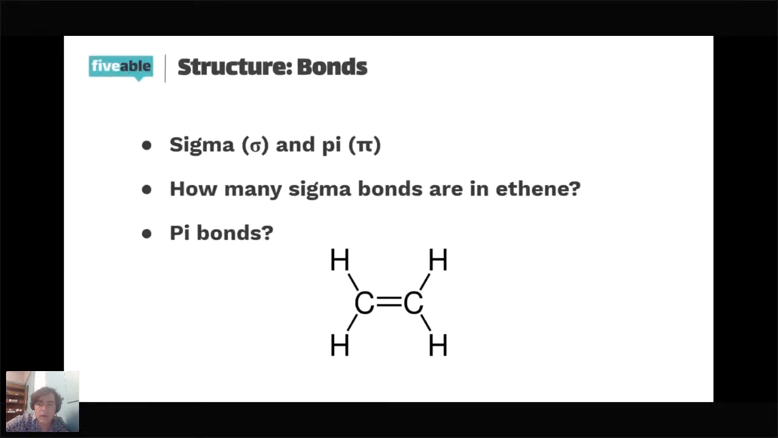Yeah, so there's 5 sigma bonds. You're mixing up the letters there, Amelia. The pi bond is the second bond on that double bond. So there's only 1 pi bond and 5 sigma. Yeah, it's just a term of vocab. Pi is the strongest bond. So yeah, 1 pi bond, 5 sigma bonds.